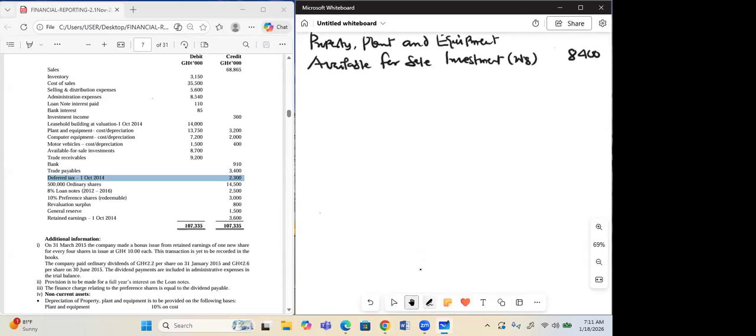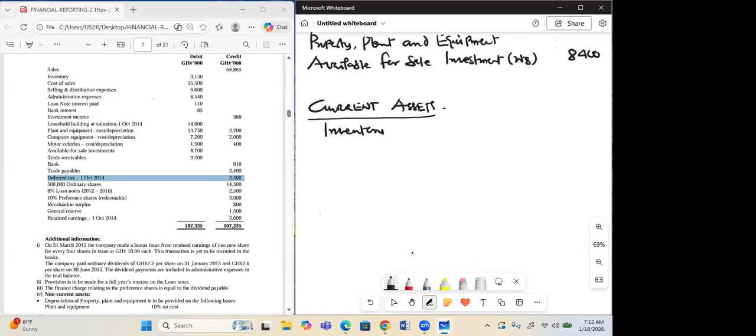So let's go down a bit and come to our current assets. Inventory. Receivables. I told you, ask for cash. Anytime you want to enter it, you check whether it's an overdraft. So give me inventory. From the statement, what is the value of the inventory? 3,150. So inventory is 3,150.